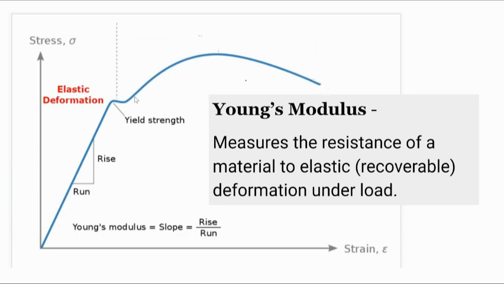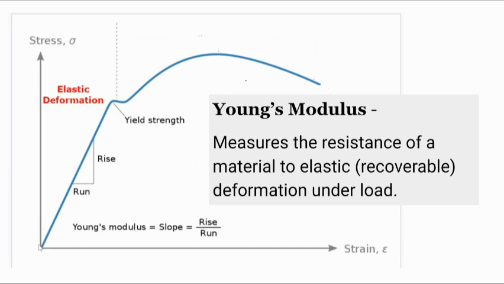So to calculate Young's modulus, again, we're measuring the resistance of a material to elastic, recoverable deformation under load. We would look at the rise and the run. And if we look at the linear section of the graph and calculate the rise and the run, the slope of the graph, or rise divided by run, would give us our Young's modulus value.